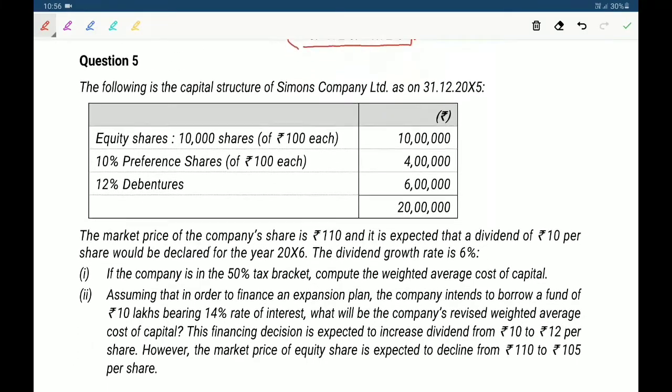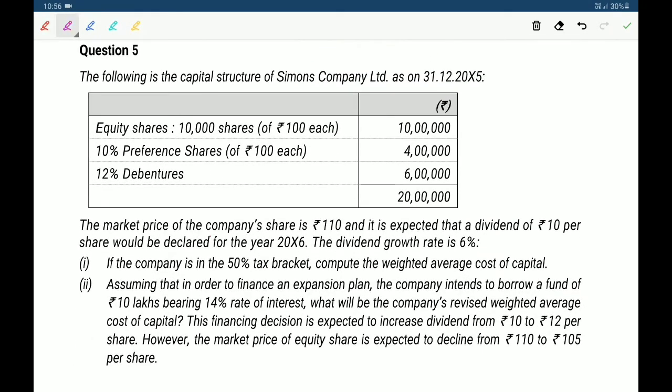Next, fifth problem. The following is the capital structure of Siemens Company Limited as on 31st December 2015. Equity shares, 10,000 shares of 100 rupees each, 10 lakhs. 10% preference shares of 100 rupees each, 4 lakhs. 12% debentures, 6 lakhs. Total 20 lakhs. The market price of the company share is 110 rupees. That means P0 is 110 rupees.